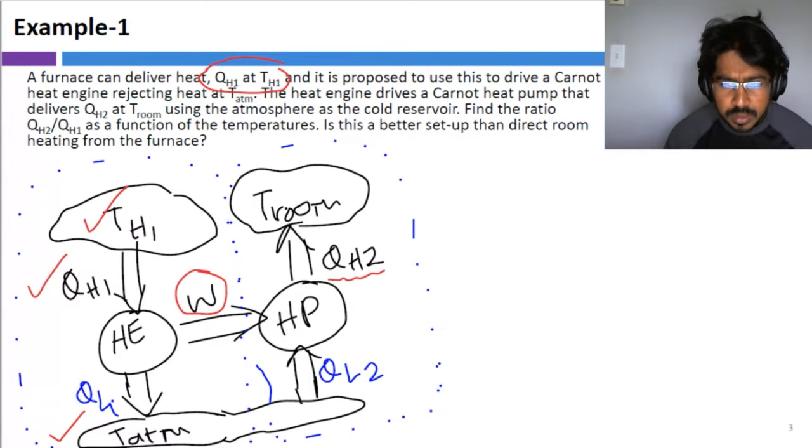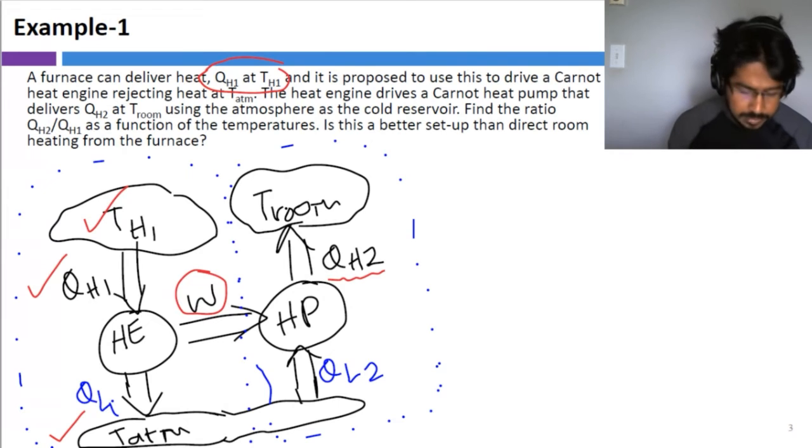For heat pump, the lower temperature is the surrounding temperature, high temperature is the room temperature. For a heat engine, so heat engine portion, high temperature is TH1, low temperature is T atmosphere. Okay, and for the heat pump, room temperature is the high temperature and surrounding temperature is the low temperature. Did I answer your question, Alan? Awesome.